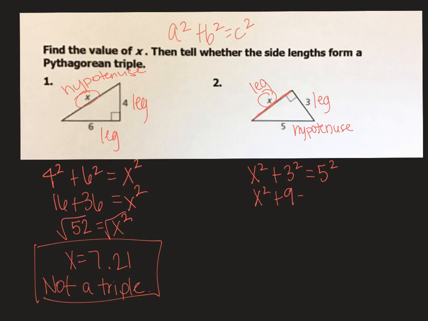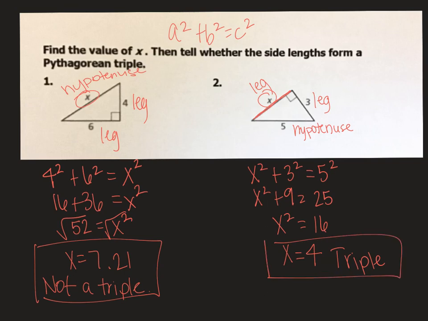3 squared is 9. 5 squared is 25. I'm going to subtract my 9 on both sides, which is going to give me x squared equals 16. And then again, to get rid of our squared, we square root both sides. Square root of 16 is 4. So we have a whole number here. So every side is a whole number, which means that is a Pythagorean triple.